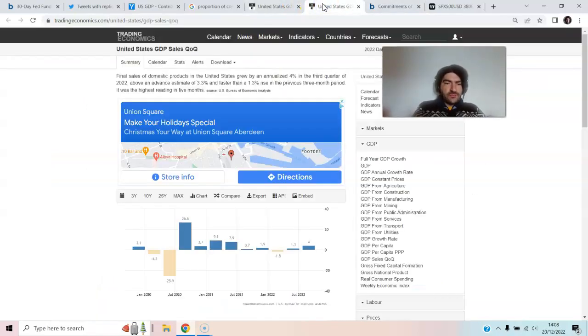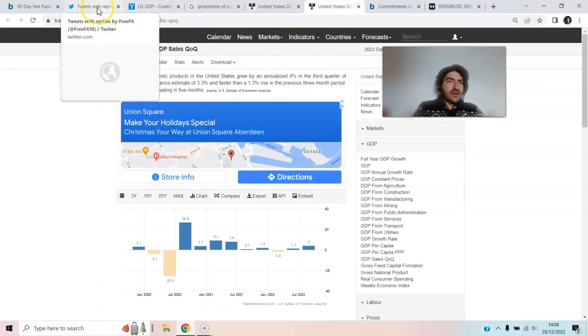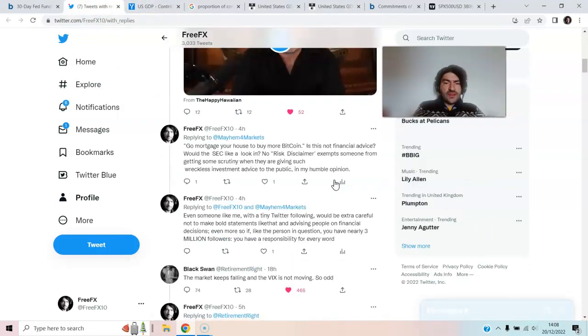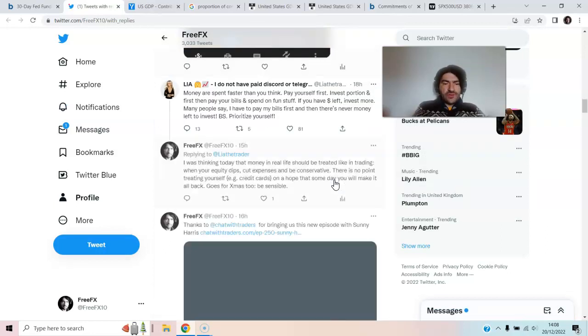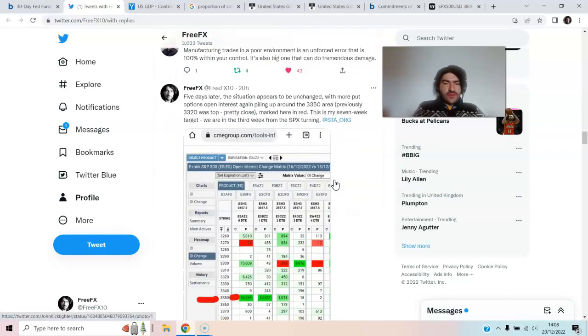Also, other considerations: I think we had something here that was puts options. Yeah, options are looking pretty bearish, so to speak.